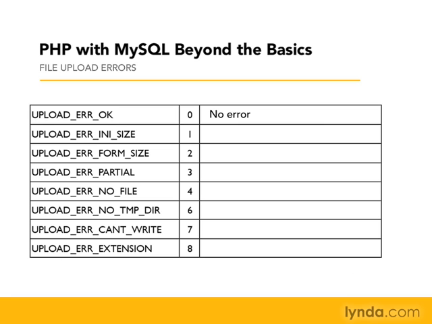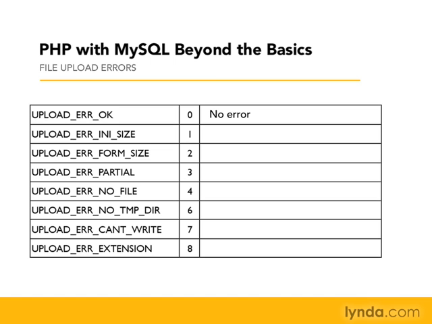We can say, if we get back UPLOAD_ERR_OK, or if we get back 0, then take this action. So both of them will work for us. I find it's a little easier to work with the named ones than the numbers, but if you find it's easier the other way around, that's fine. And then the third column there explains what each of the errors are.